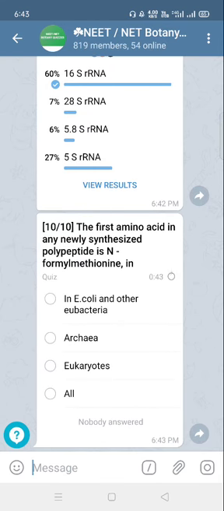The last question is the first amino acid in any newly synthesized polypeptide is N-formyl methionine in E. coli and other true bacteria or eubacteria. So the correct answer in my views is option A, but it might be all because the methionine is formed in, but in my views it is actually E. coli and other eubacteria. So option A is correct in my views.